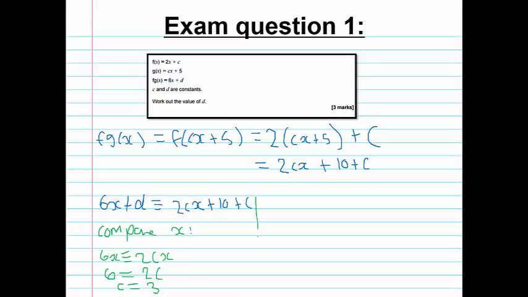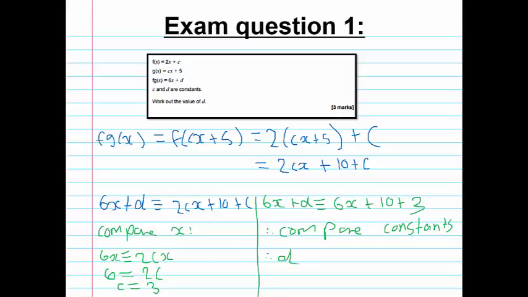Okay, so now we know that 6x plus d is identical to 2 times that, 6x plus 10 plus c, which is 3. So basically, now let's actually compare the constants. That's saying that d is equal to 10 plus 3, which is 13.